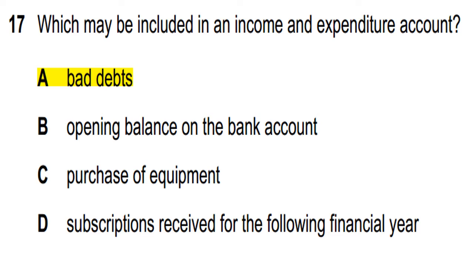The subscription for next year will be prepaid subscription, that will be a liability. So A option will be included in the income and expenditure account, that is bad debts.